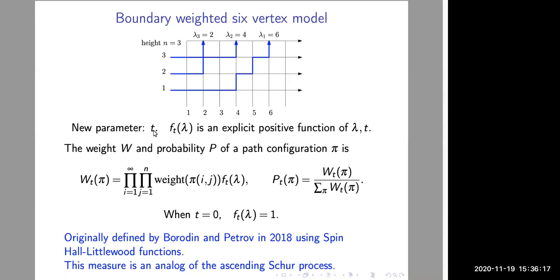t should be thought of as a time parameter. It's going to be some positive parameter you can think of as time. And when t is equal to 0, we just get the usual stochastic 6-vertex model restricted to this rectangle.